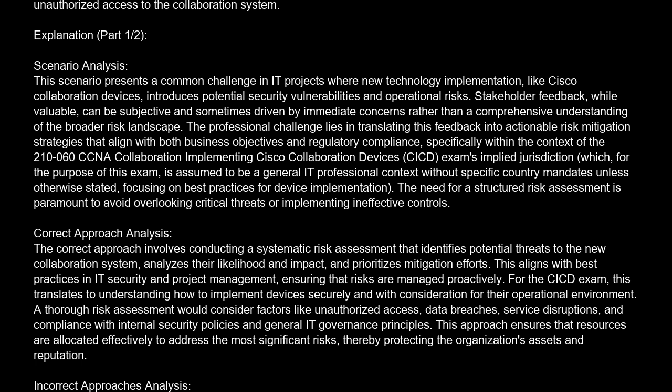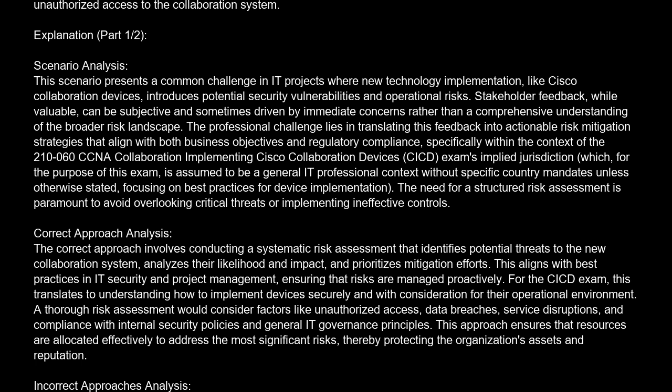Correct approach analysis. The correct approach involves conducting a systematic risk assessment that identifies potential threats to the new collaboration system, analyzes their likelihood and impact, and prioritizes mitigation efforts. This aligns with best practices in IT security and project management, ensuring that risks are managed proactively. For the CICD exam, this translates to understanding how to implement devices securely and with consideration for their operational environment.